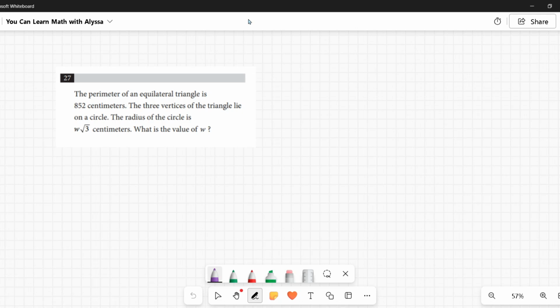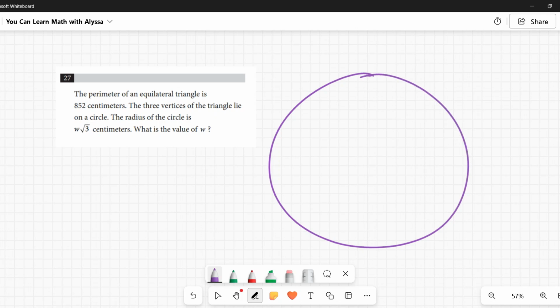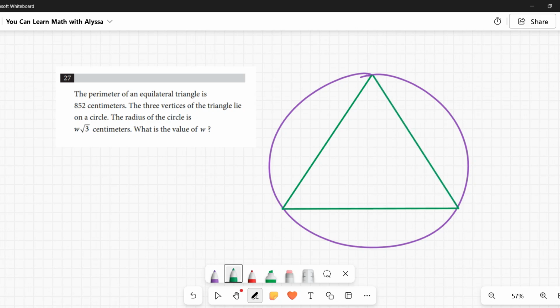Right, a couple of things right off. I'm always going to draw what I am given first. So I know I have an equilateral triangle, and it's inside a circle. So, okay, I got my circle. And let's see if I can pull this off. That's not bad. It's not the best triangle I've ever drawn. It's not a perfect equilateral, but it is close enough that we can know what's going on.